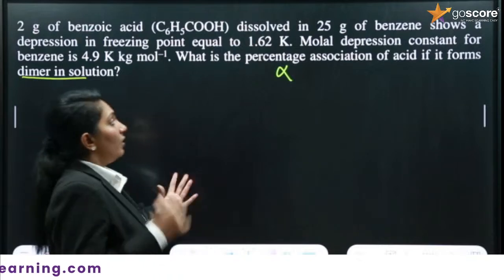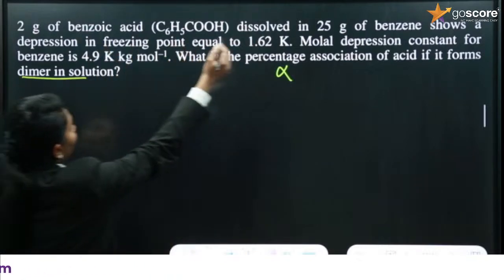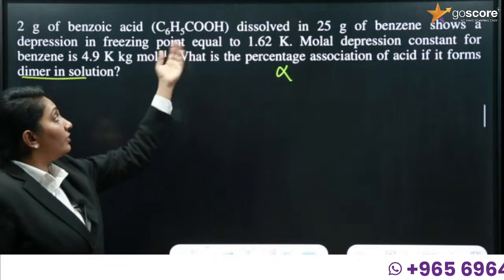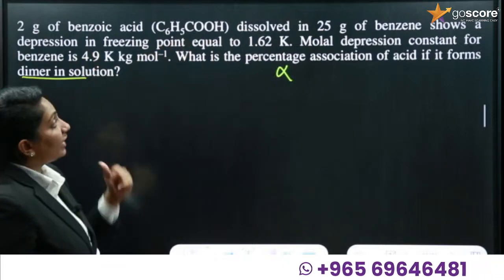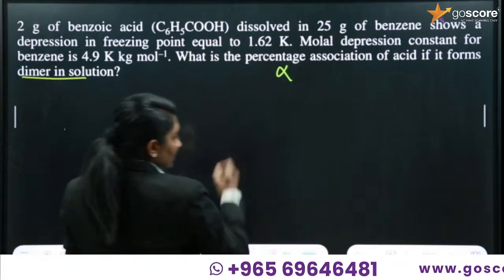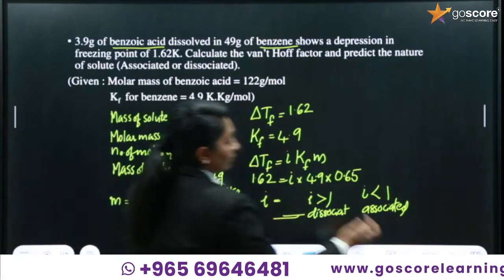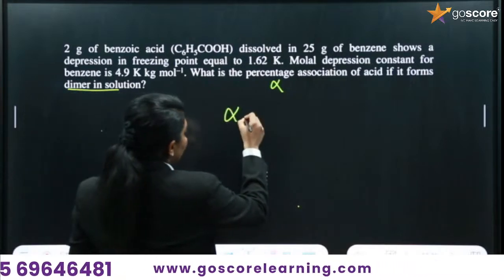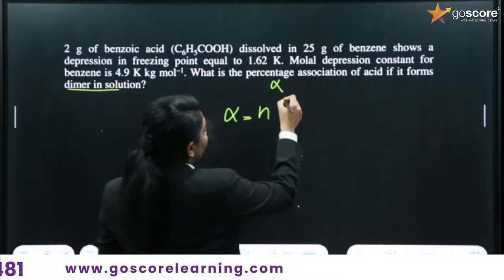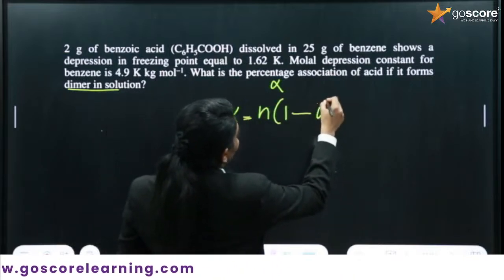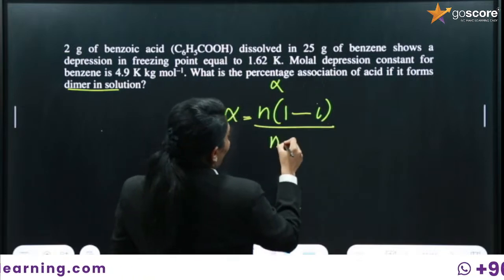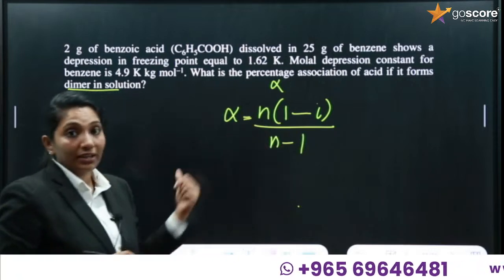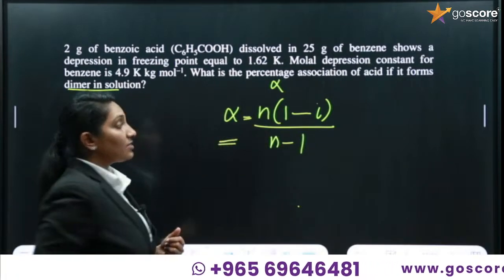Okay. So what do we want to do here? Here the mass is given, and also the mass of the solvent is given, and you know the molar mass of the solute. So we can find out the I value from there, right? The same method that we did here, we can find out the I value. And for the association, the percentage association is given by I is equal to N into 1 minus I divided by N minus 1, right? So after substituting the values, you can easily find out the percentage of association, right?